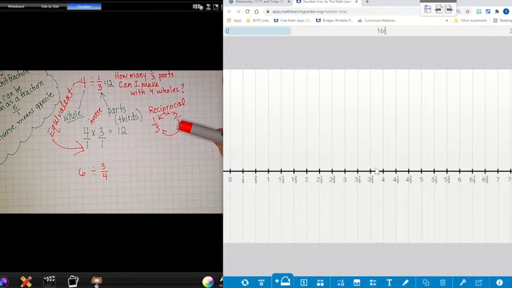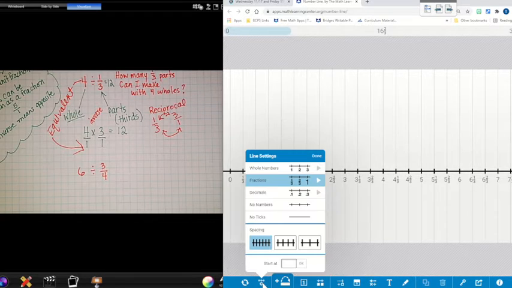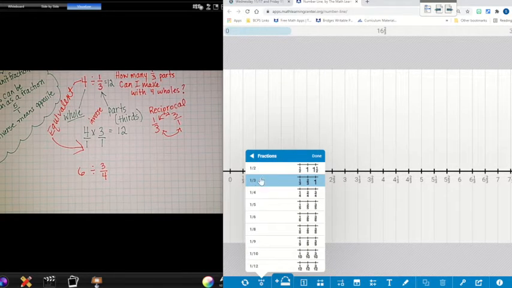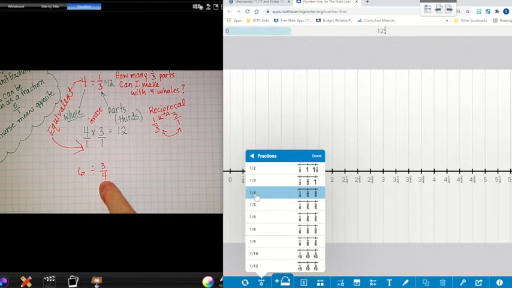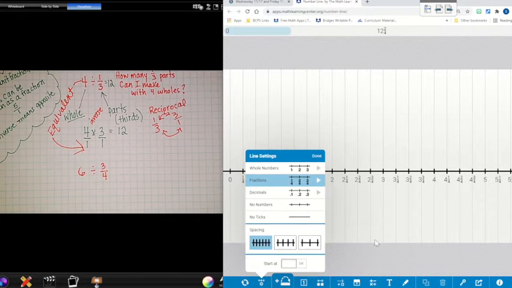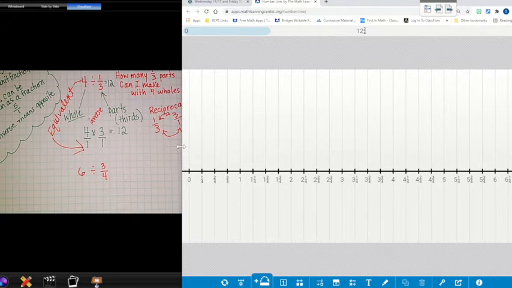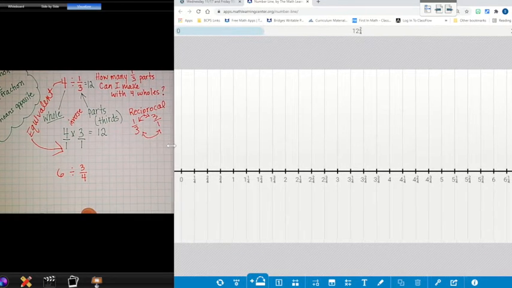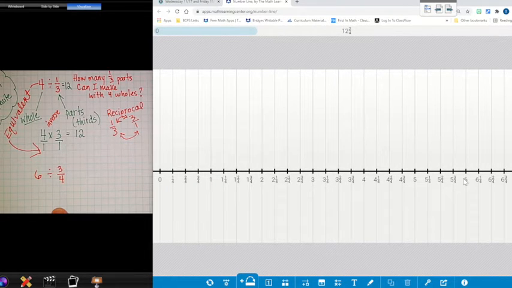Again, I'm asking myself, what am I dividing by? What are my parts? My parts are 4. So I have to come over to my number line and change it because I have it set up with thirds. Go to fractions, 1/4. I'm dividing by fourths, so my fraction needs to be in fourths. All right, done. Now, this time, I'm starting with 6. Ooh, I got to slide my number line over a little bit. So I'm going to move my notes a little bit, make my number line bigger so I can get it. I almost have it. Okay, I need 6 wholes.